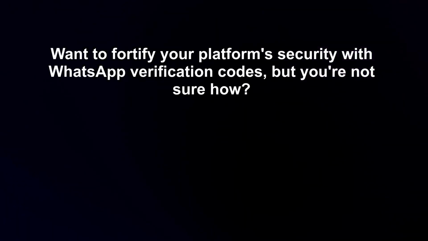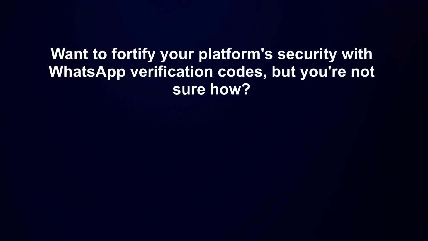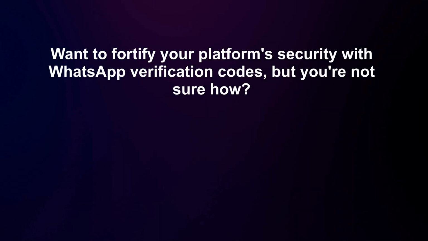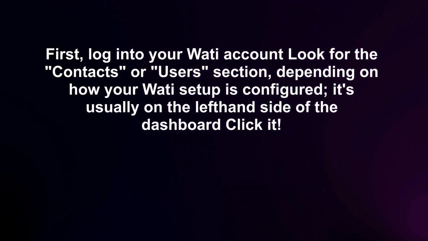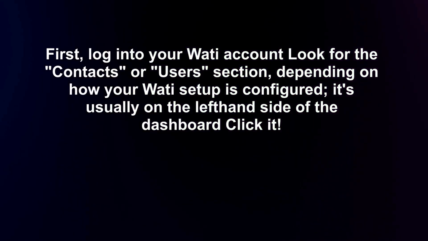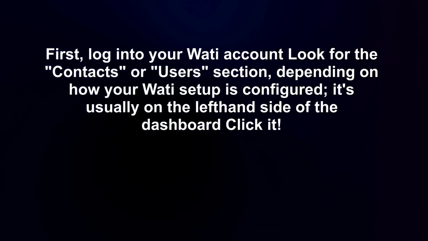Want to fortify your platform's security with WhatsApp verification codes, but you're not sure how? First, log into your Wati account. Look for the Contacts or Users section, depending on how your Wati setup is configured. It's usually on the left-hand side of the dashboard.